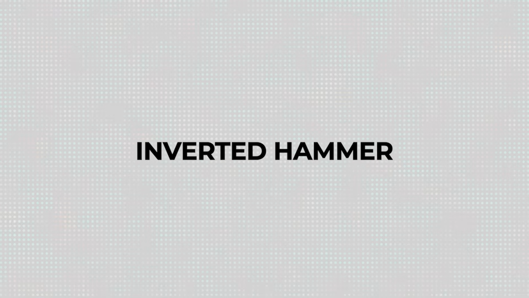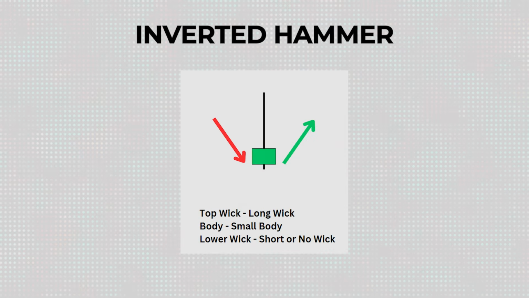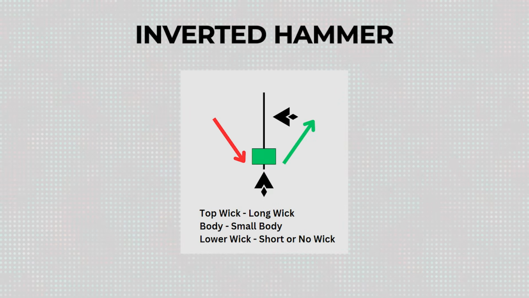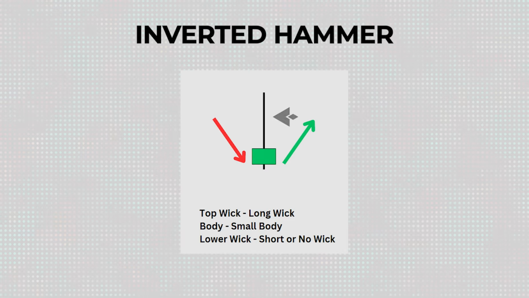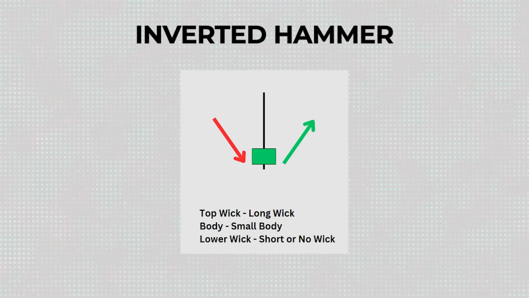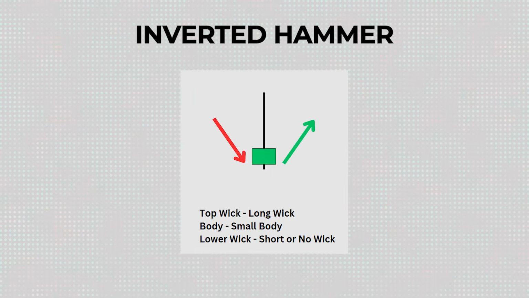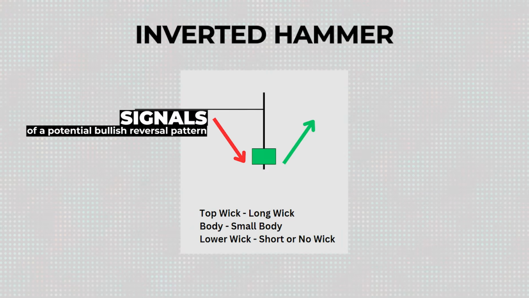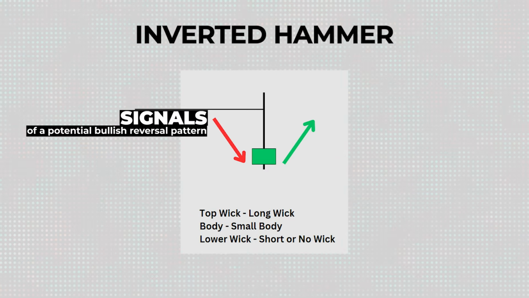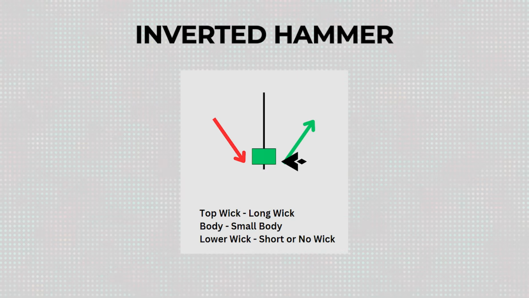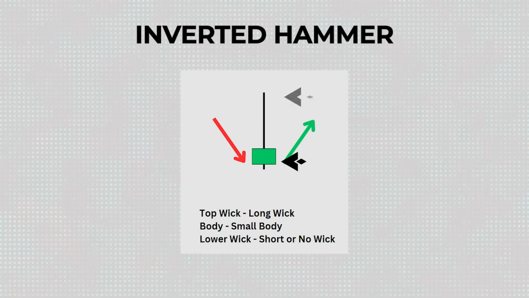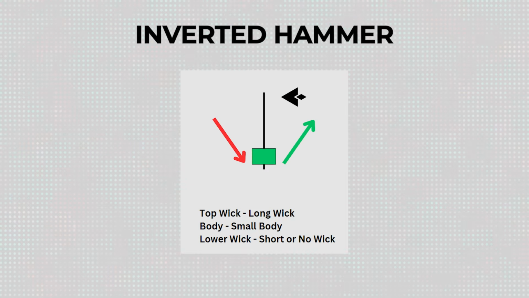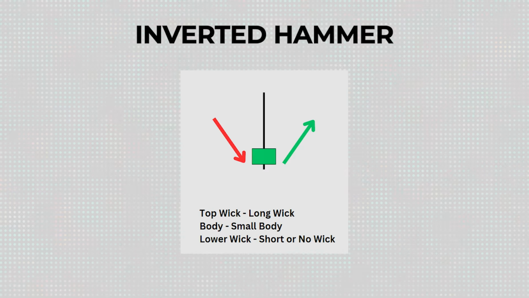Next is the inverted hammer, similar to the hammer but upside down. It has a small body with a long upper wick and little or no lower wick. It occurs mainly at the bottom of a downtrend and can act as a warning of a potential bullish reversal pattern. This pattern indicates that although sellers were in control earlier in the session, buyers managed to push the price up significantly before it closed near the opening price.